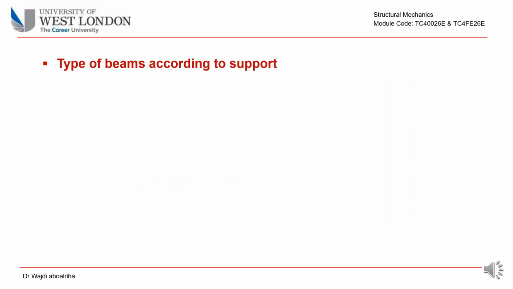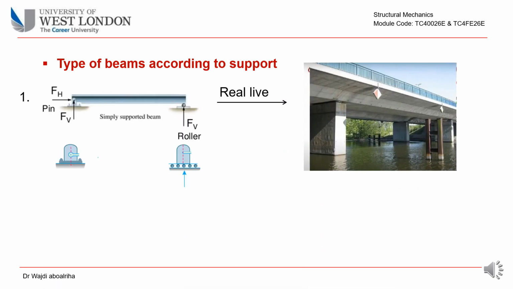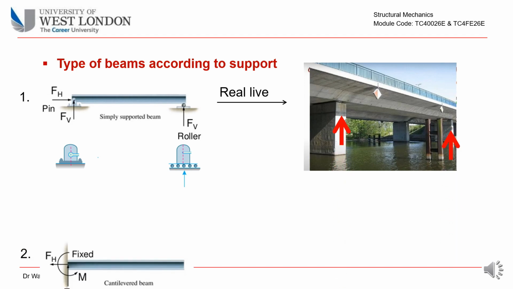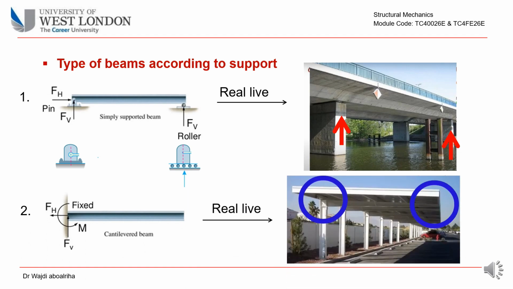Types of beams according to supports. Simply supported beam: a beam is supported at two ends which are free to rotate and have no moment resistance. The pin is restrained in two reactions and the roller is restrained in one reaction. Cantilever beam: a beam is fixed at one end and free on the other, which is restrained in two reactions and moment.